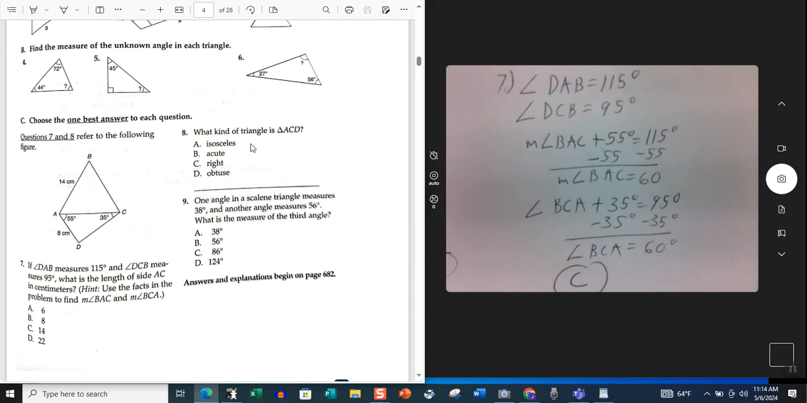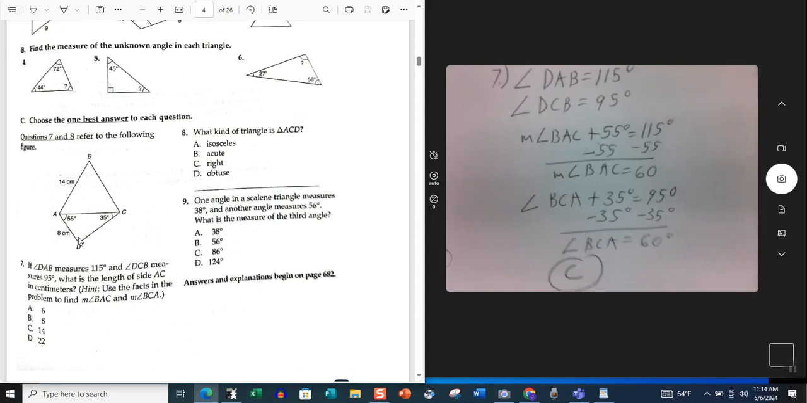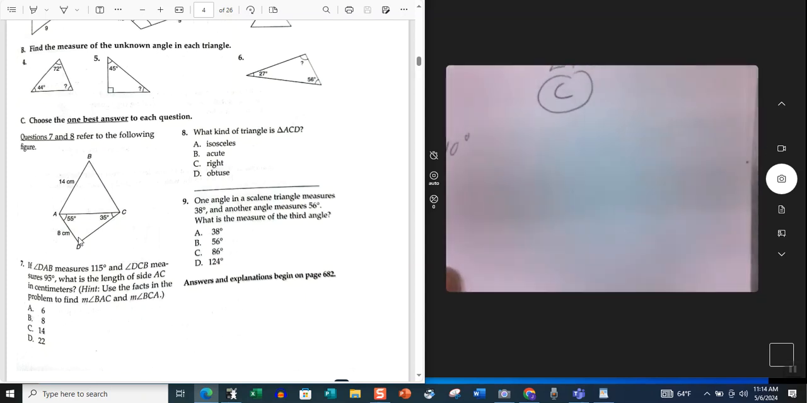Okay, now number 8. What kind of triangle is triangle ACD? Now we know that we will have to, it looks like, oh, okay, they do have the sides and the angles. So if you look here with ACD, this is 55, this is 35. So that would equal 90. So that means that this has to be 90 as well, and I will show that to you.